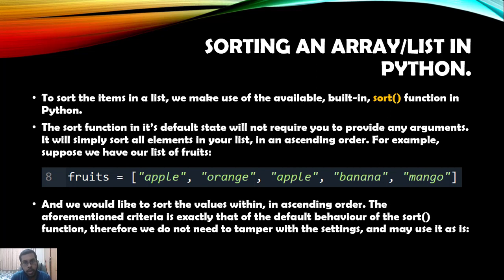Fruits is equals to apple, orange, apple, banana, mango. And we would like to sort the values within in ascending order. The aforementioned criteria is exactly that of the default behavior of the sort function. Therefore, we do not need to tamper with the settings and may use it as is.